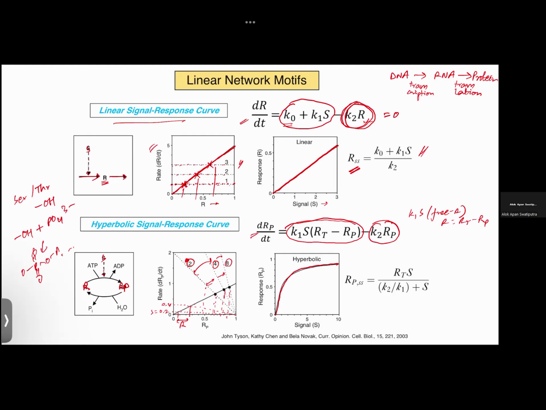When you increase S in a low regime, you will get sharp changes in R steady state. But once you reach a certain value, even if you change the signal strength by a lot, you won't get that much increase in your protein. Makes sense? And also, if you put this equal to 0, you will get the phosphorylated steady state protein at this value. So this is again Michaelis Menten, if you can identify. So RT into S by some, which is a hyperbolic function.